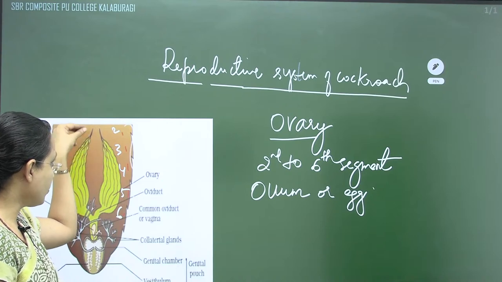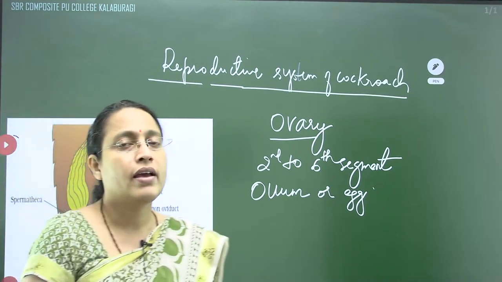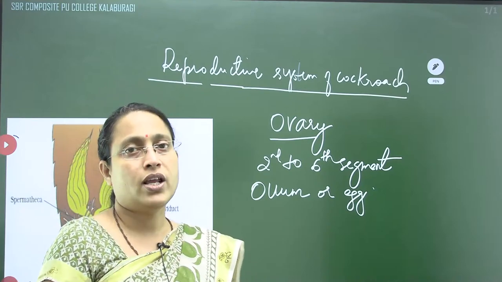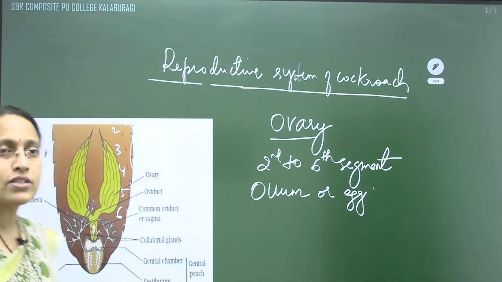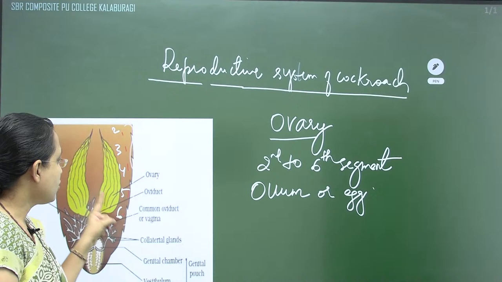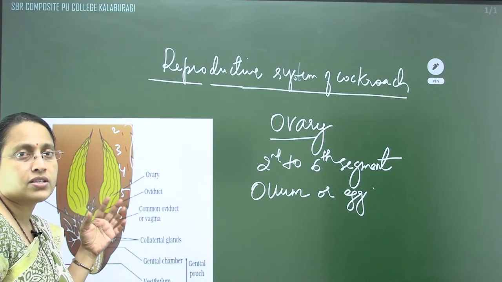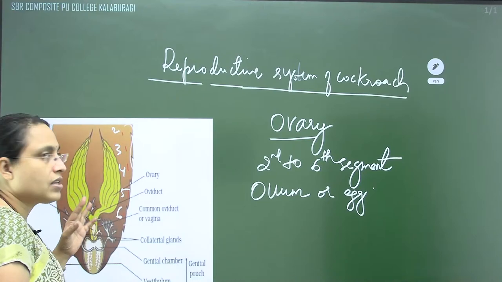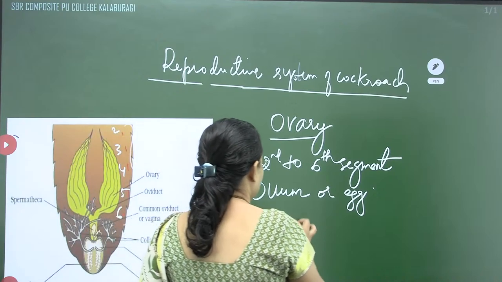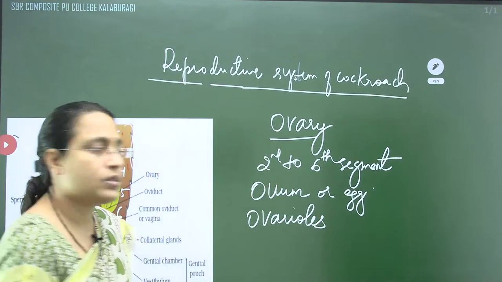At the tip, it fuses and joins with the ligament, which in turn joins to the fat body, which I have explained is the fat present between the body wall and viscera. That ligament is ultimately going to attach to the fat body. So this is broader at one end and narrow at this end, and it does not have only one structure. It is further divided into substructures, and those substructures are called ovarioles, or you can say ovarian tubules.